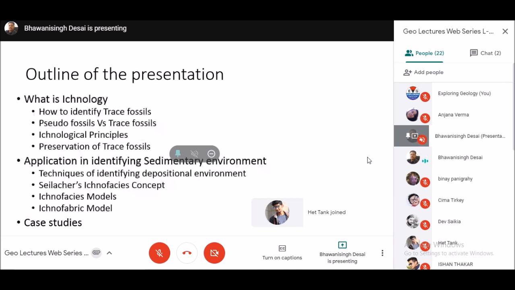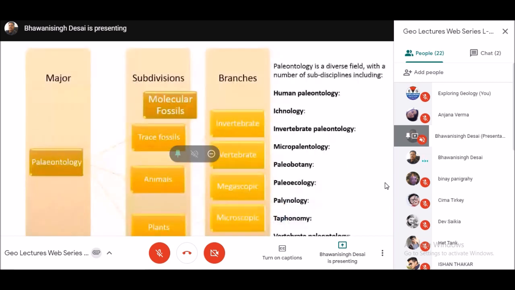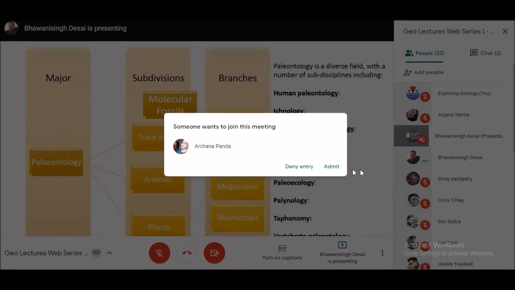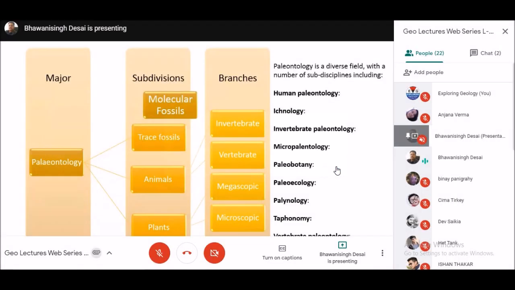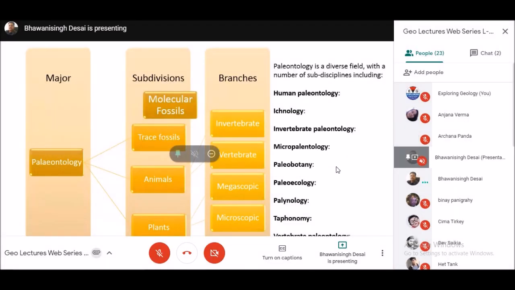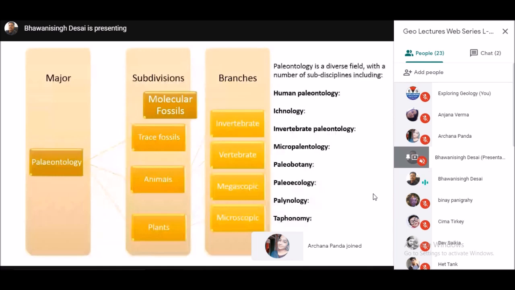So first things first, where does ichnology fit in? Ichnology is a branch of paleontology in which we don't have any evidence of body fossils present. The only way in which we could understand the animal and their life form is the imprints that they leave in the sedimentary domain. So this whole division is called trace fossils, or ichnology.